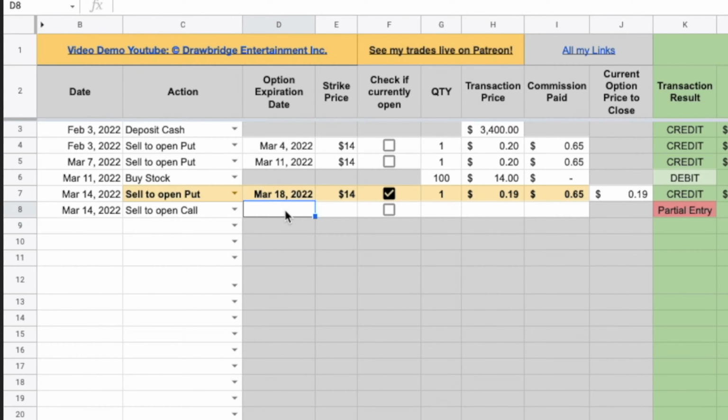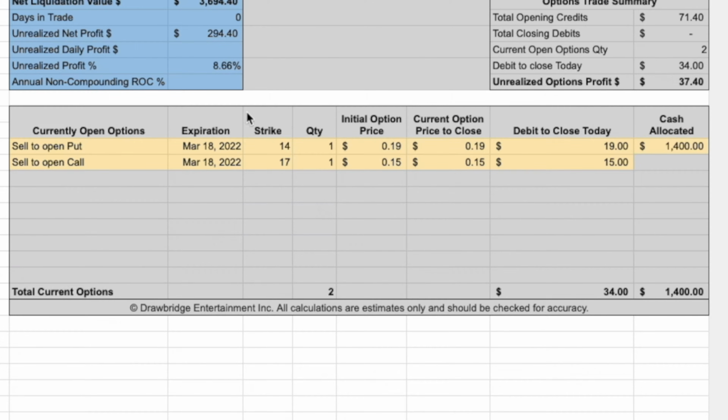In this case, I'm going to do it for March 18th, same as above, and I'm going to agree to sell the shares for $17. So that's the strike price I'm going to choose. And for that, I'm going to do 1 quantity. Now the transactional price, I'm going to get 15 cents for that. And the current price to close is 15 cents. Now I've got 2 open contracts. And it shows them both here.